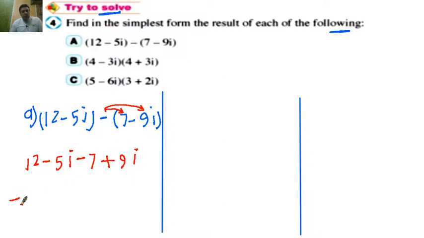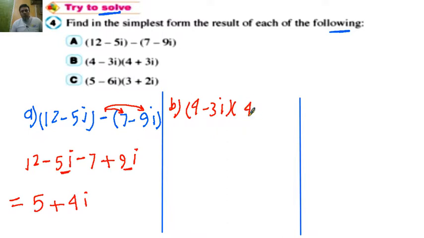Then we add real with real. Real 12 minus 7 equals 5. Imaginary with imaginary, negative 5 plus 9 equals positive 4i. Number B: 4 minus 3i multiply 4 plus 3i. That is the two expressions in the form of the difference between two squares. We must multiply first with first, and second with second.